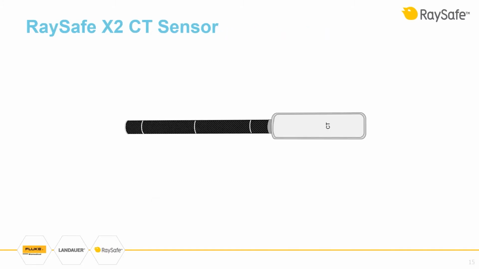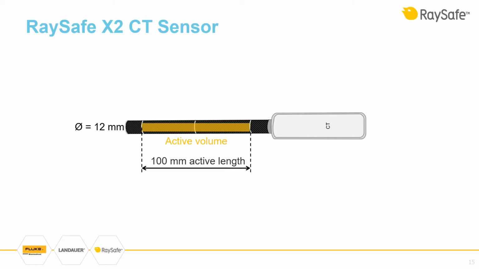The sensor itself is an ion chamber with an electrometer built into a compact unit. It has a diameter of 12 millimeters that fits into all standard holes of CTDI phantoms. The active length is 100 millimeters. Both ends and the center of it are marked with white circles to help with the laser alignment. And between the lines is the active volume.